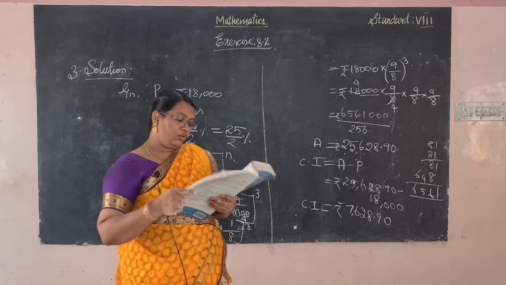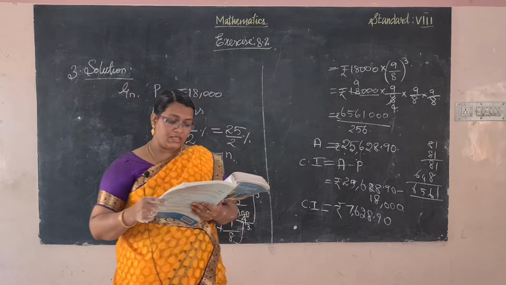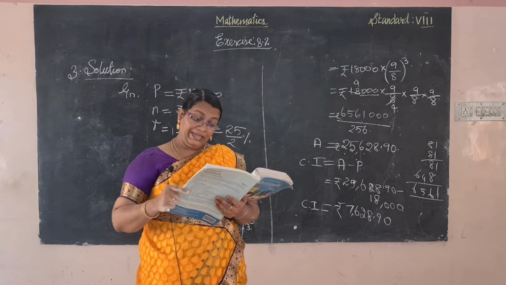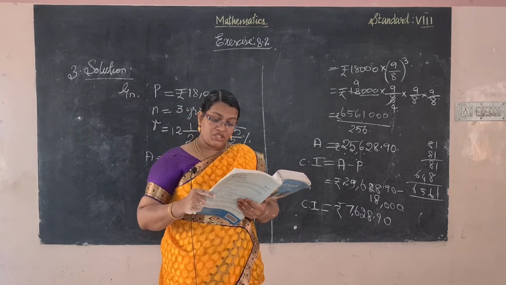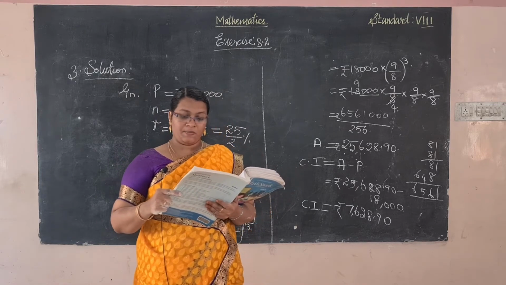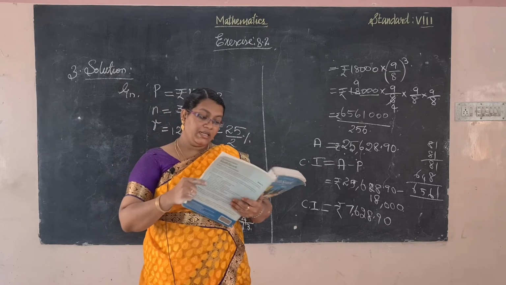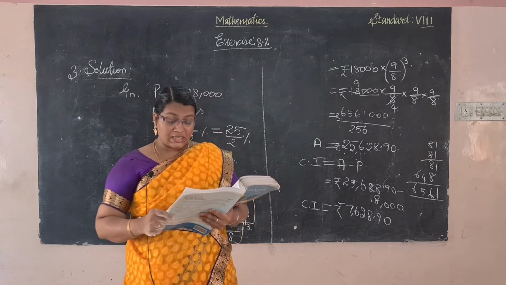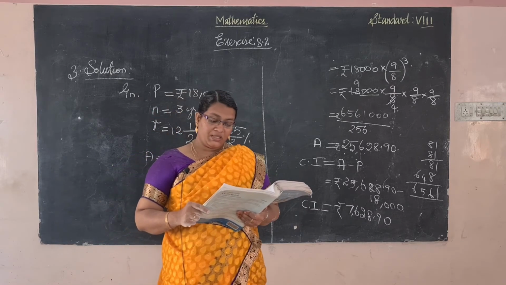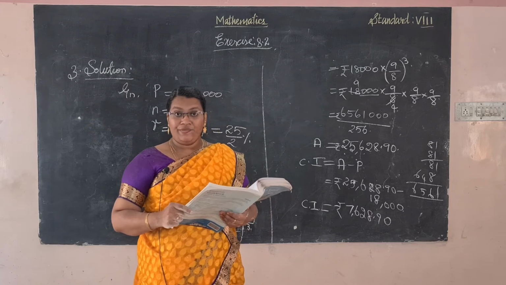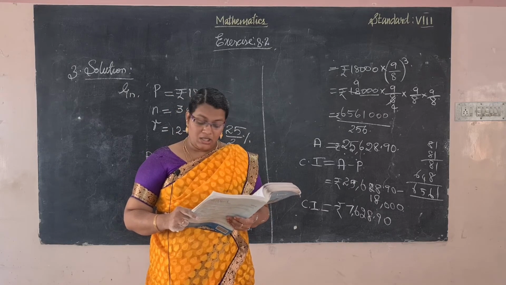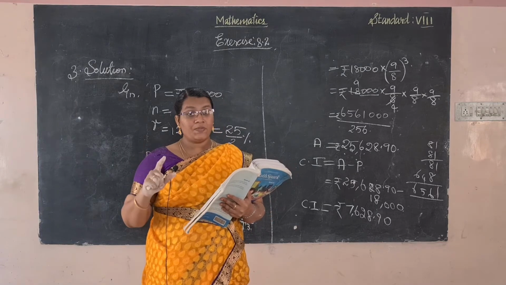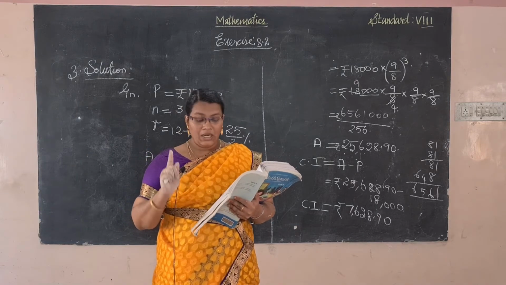Now see the fourth one. Find the compound interest at 4% per annum for 3 years on the principal which gives the simple interest. So read the question again. Find the compound interest at 4% per annum, 4% means the rate of interest, for 3 years on the principal. Here they didn't give the principal. We have to find out the principal amount.